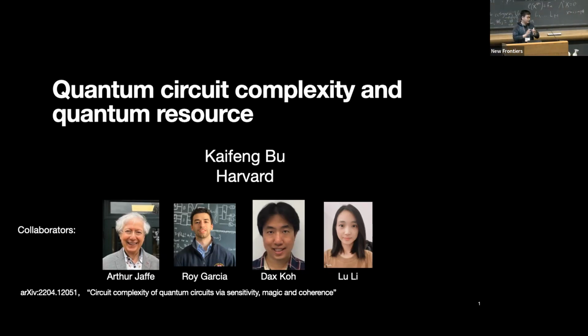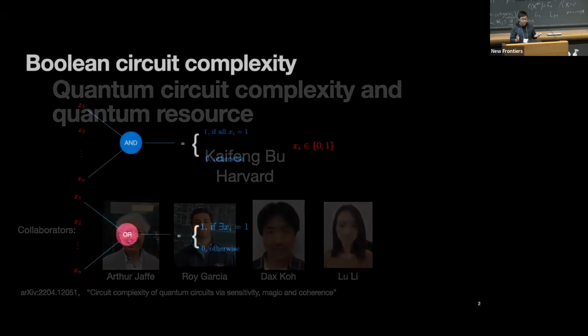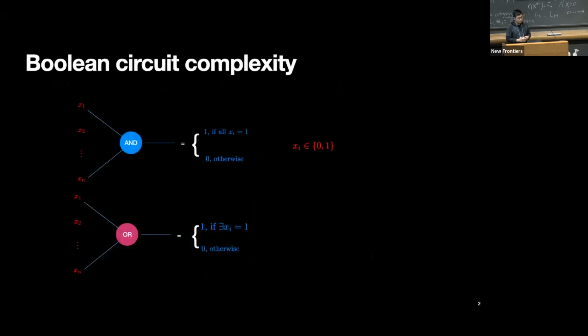Let us first go back to the classical case. For classical circuits, or Boolean circuits, there are two basic gates: one is the AND gate, the other is the OR gate. Here, all the variables are Boolean variables, which means they take values from 0 or 1. The AND gate will output 1 if all the variables are equal to 1, otherwise it outputs 0. And the OR gate will output 1 if there exists some variable equal to 1, otherwise it outputs 0.